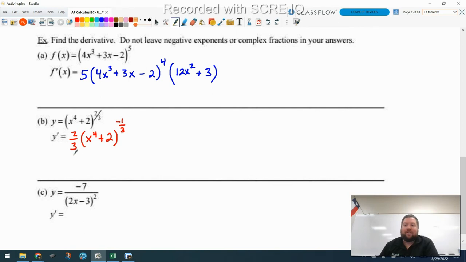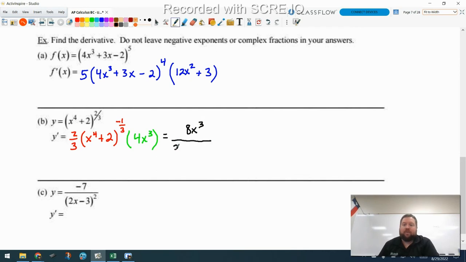Okay, so I did the outside function, but now I have to multiply by the derivative of the inside function. Okay, so the derivative of the inside is 4x cubed. And the plus 2 goes to 0, so it's just 4x cubed. Okay, now we're ready to deal with the negative exponent. So on the numerator, we have a 2, and that's also going to multiply by the 4x cubed. So we get 8x cubed up there.